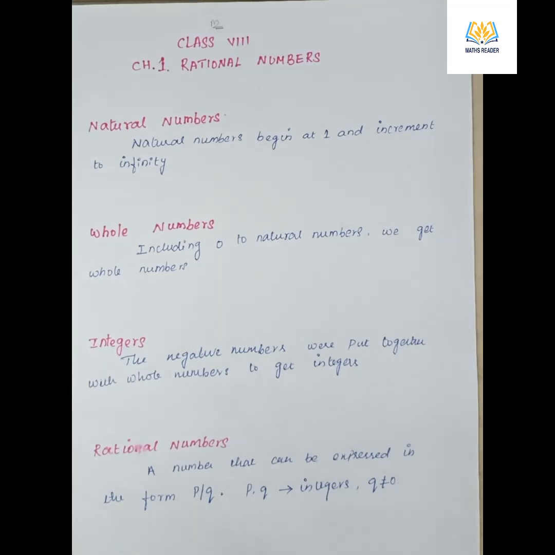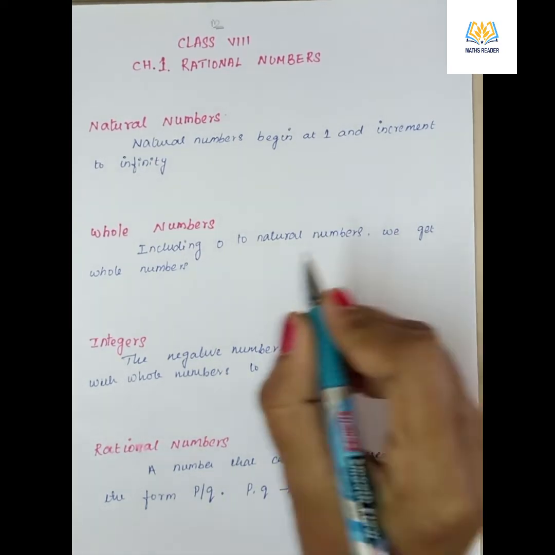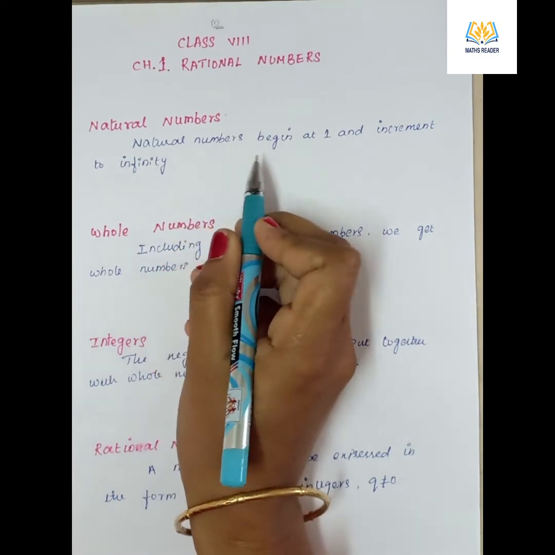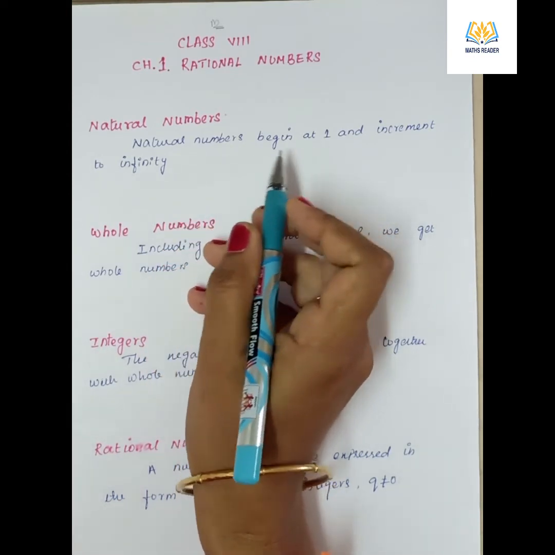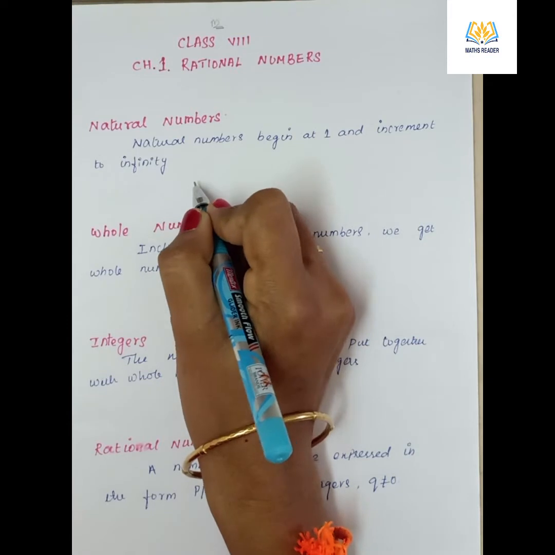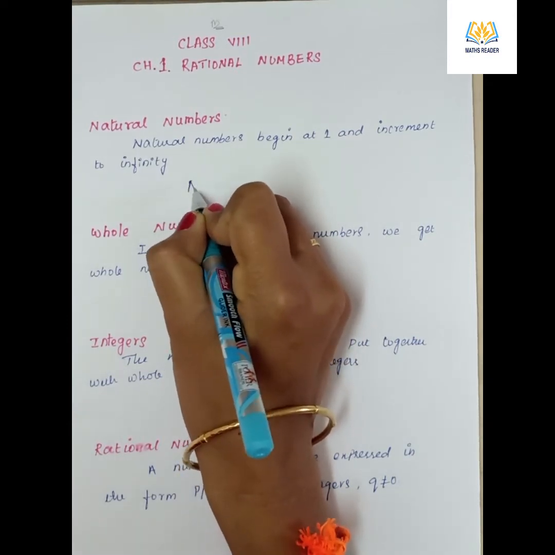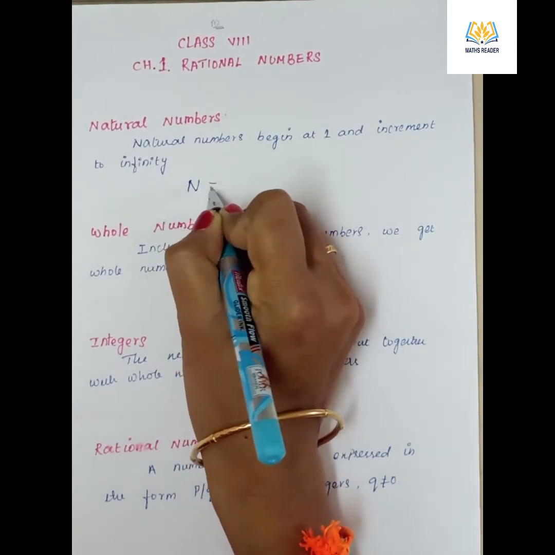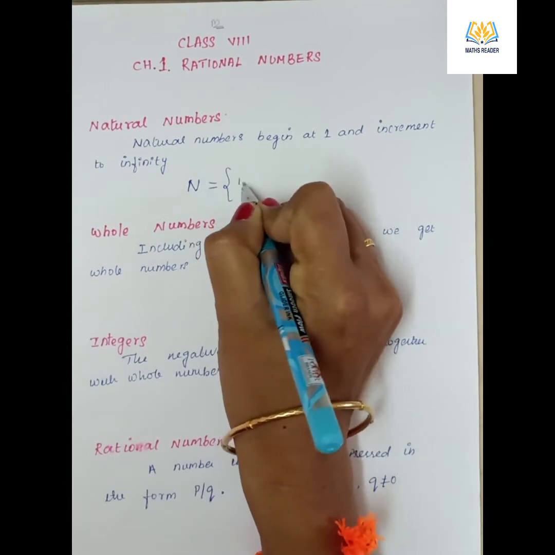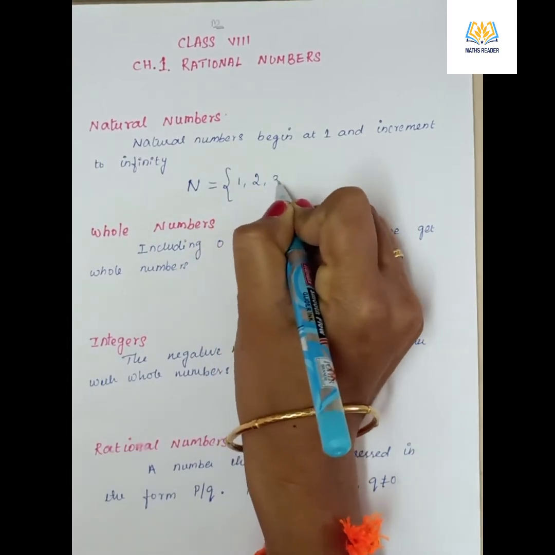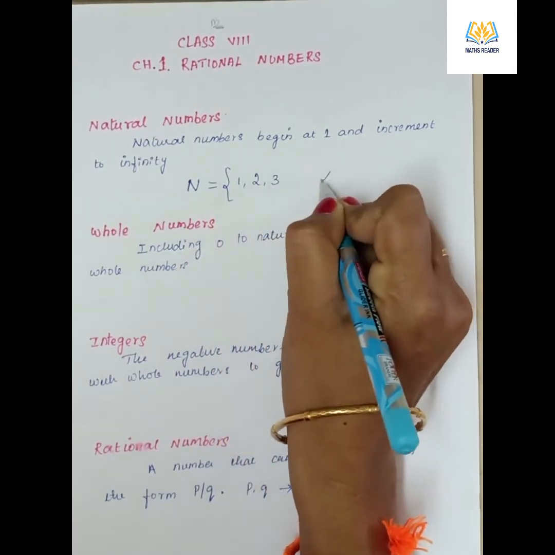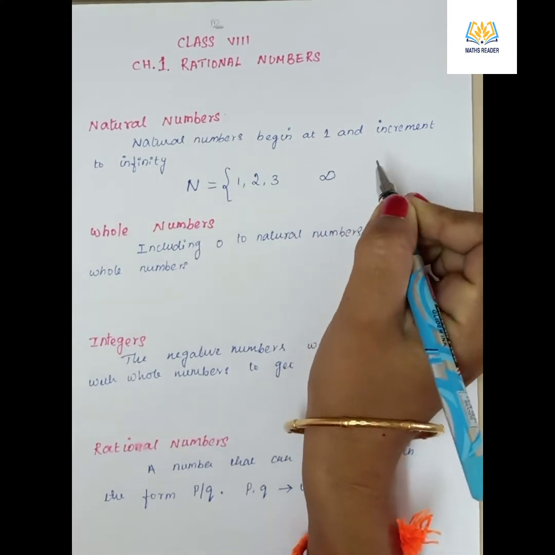Hello everyone. Today we are going to discuss rational numbers. First we will see what natural numbers are. Natural numbers always begin at 1 and go on till infinity. We represent natural numbers as N. So the natural numbers start from 1, 2, 3 and go on till infinity.